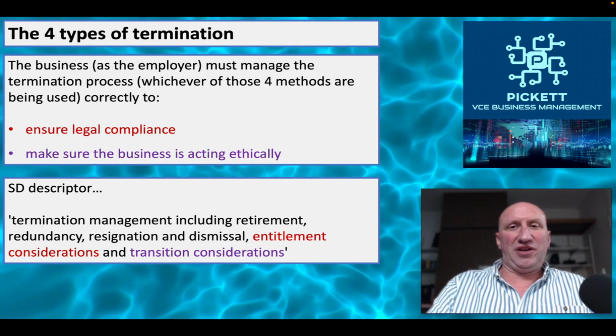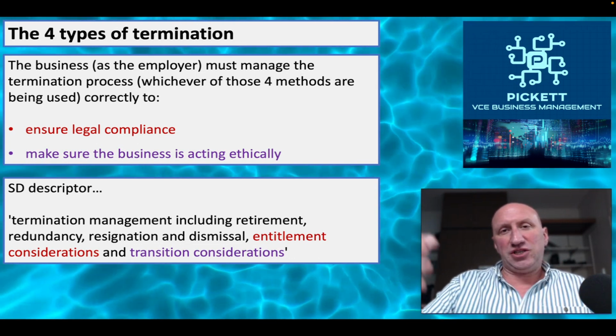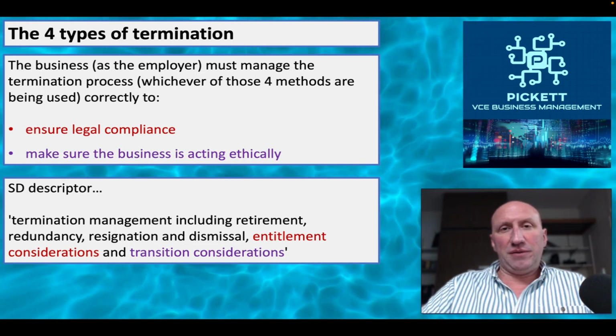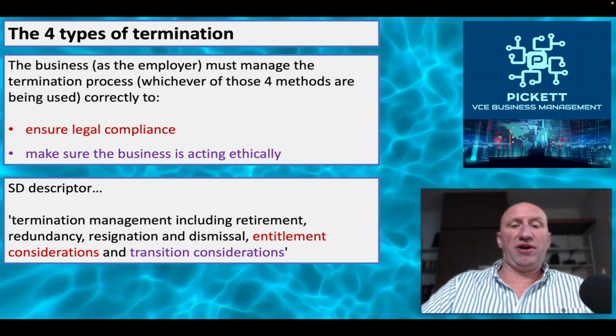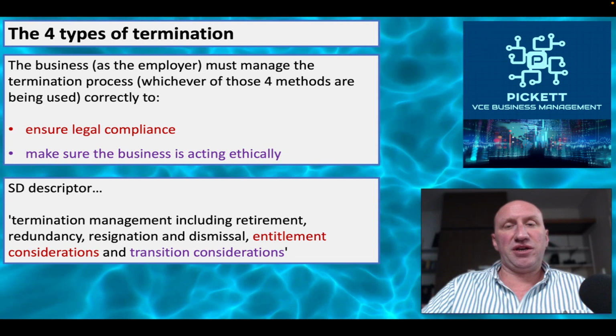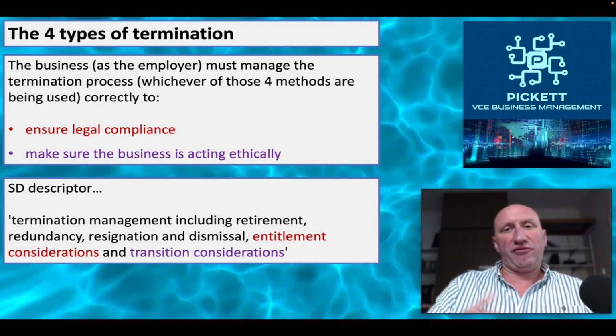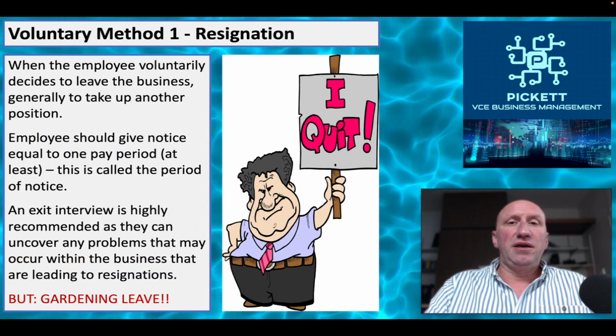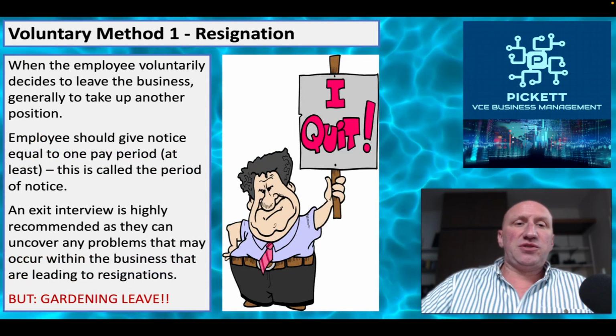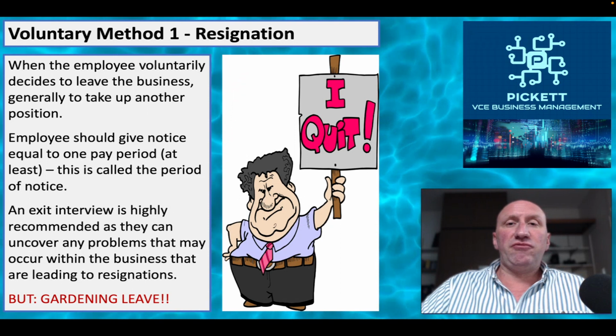So within this video, we're going to cover all of those. We'll talk through each of the different 4 types of termination, and then we'll talk about entitlement considerations and finally transition considerations. So we're sure that we're covering everything that you guys need to know on this particular topic. So first off, let's get into the first one, the voluntary method 1, resignation.